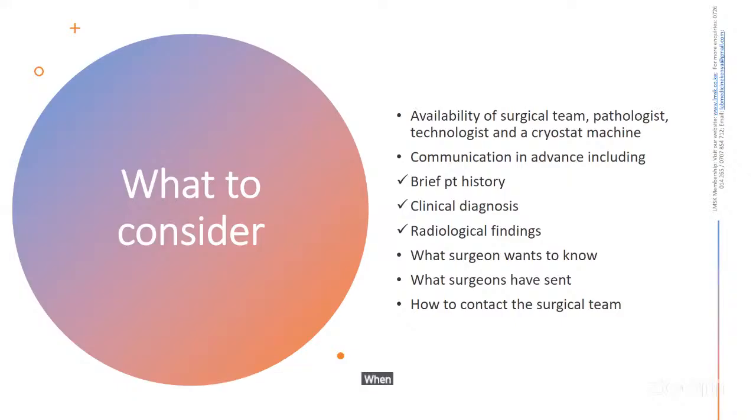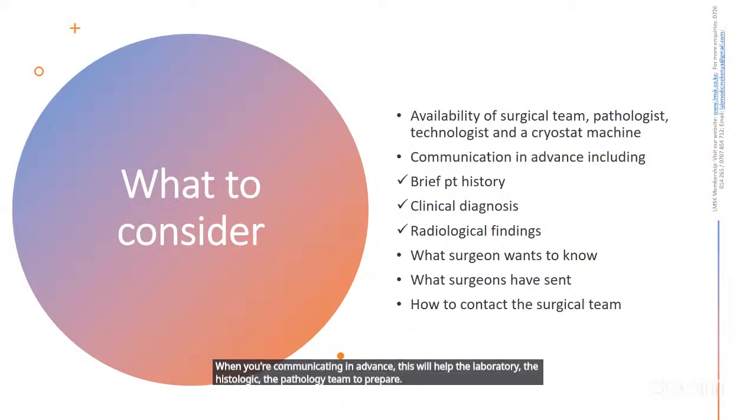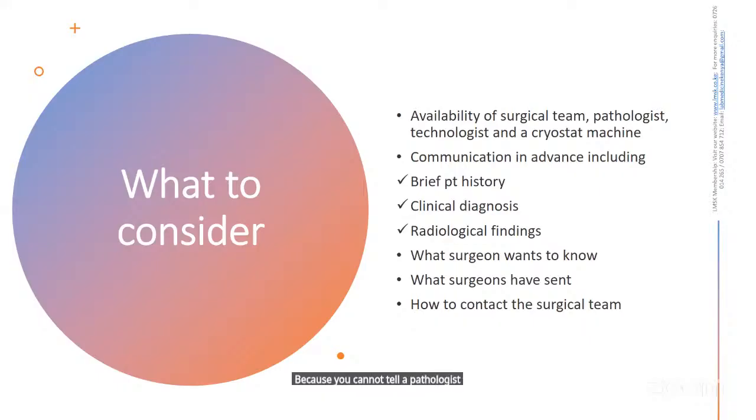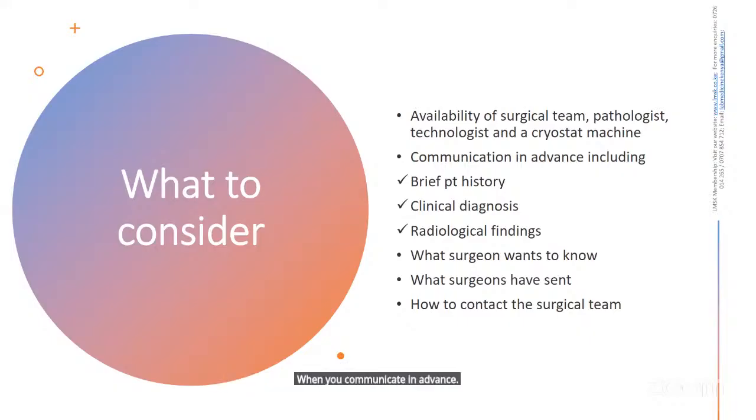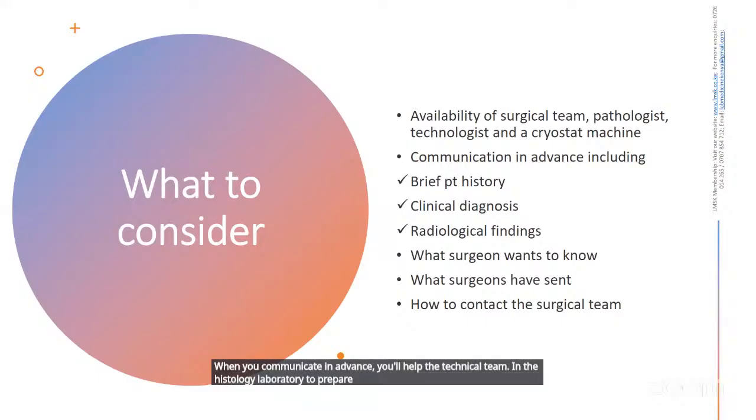When you're communicating in advance, this will help the laboratory, the histology, the pathology team to prepare. Because you cannot tell a pathologist we have a frozen section and you had not communicated in advance. Maybe this pathologist is in the middle of a postmortem. He will not be able to leave the procedure and start reporting a frozen section. So communication has to be made in advance. When you communicate in advance, you will help the technical team in the histology laboratory to prepare. And part of the preparation is to switch on the cryostat machine.